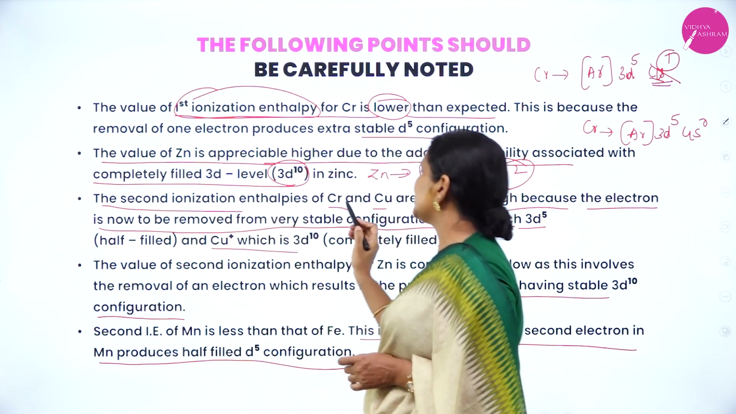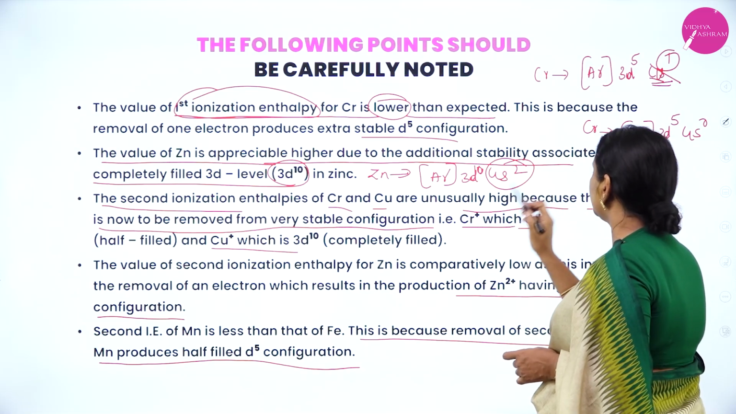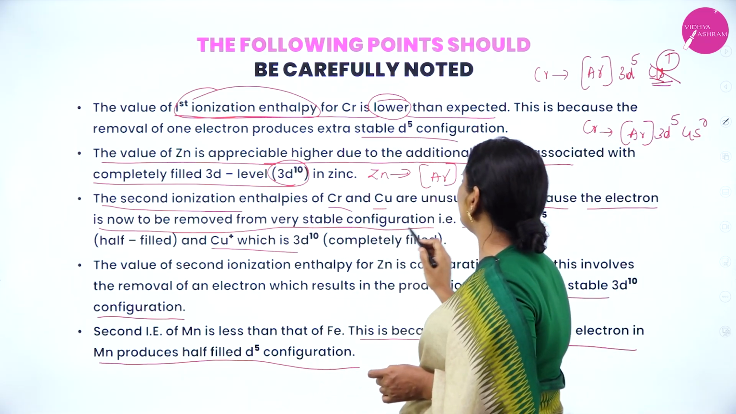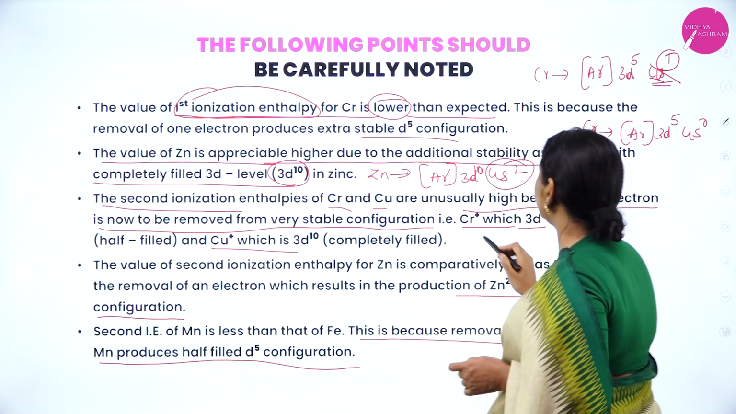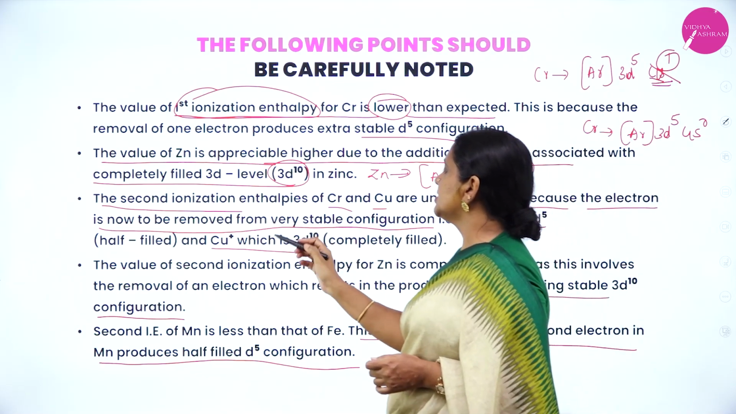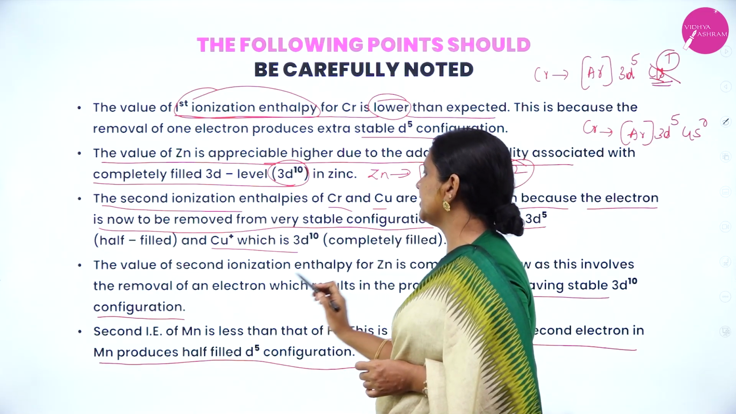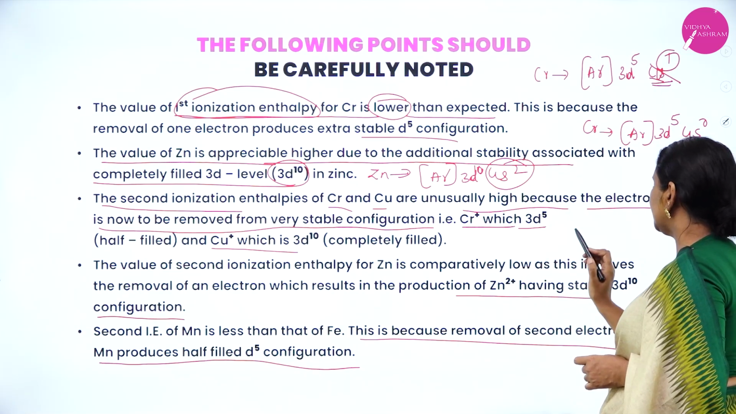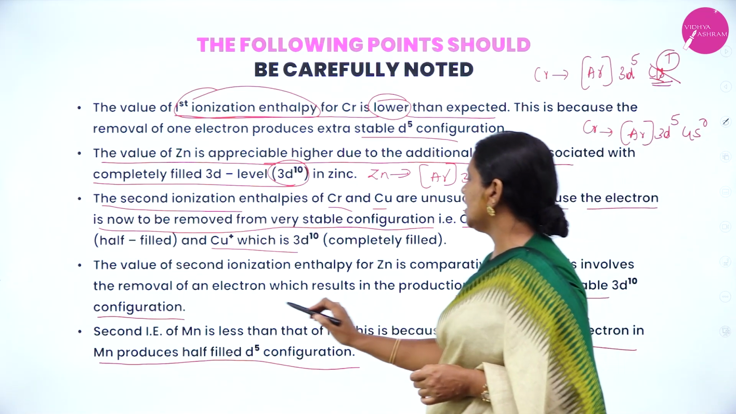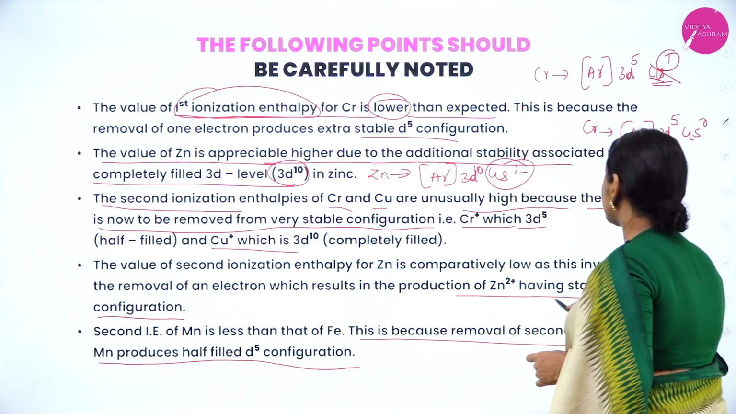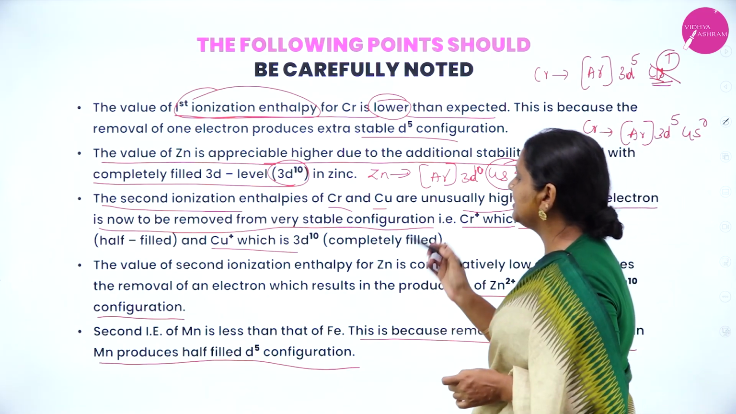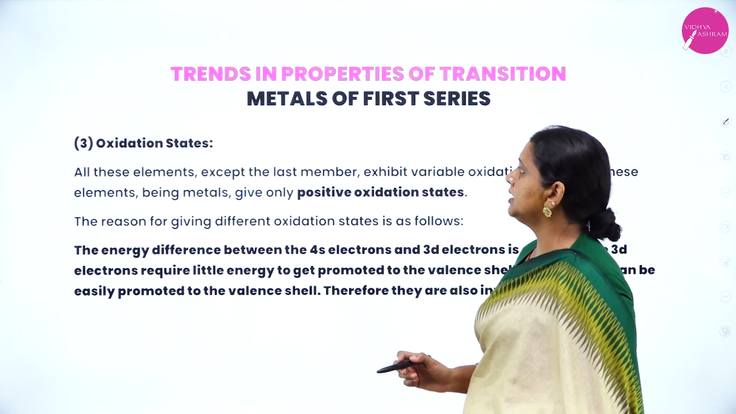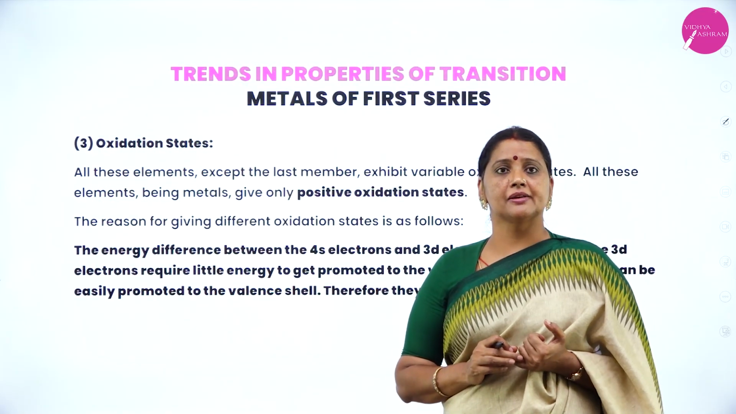The second ionization enthalpies of chromium and copper are unusually high because the electron is now to be removed from a very stable configuration, that is Cr+ which is 3d5 configuration and Cu+ which is 3d10 configuration. The value of second ionization enthalpy for zinc is comparatively low as this involves the removal of an electron which results in the production of Zn2+ having stable 3d10 configuration. Now, oxidation states.